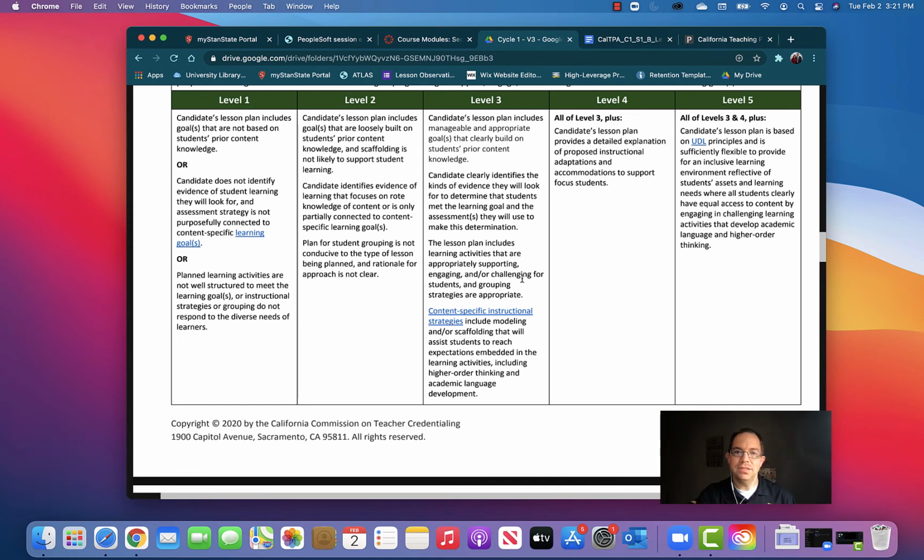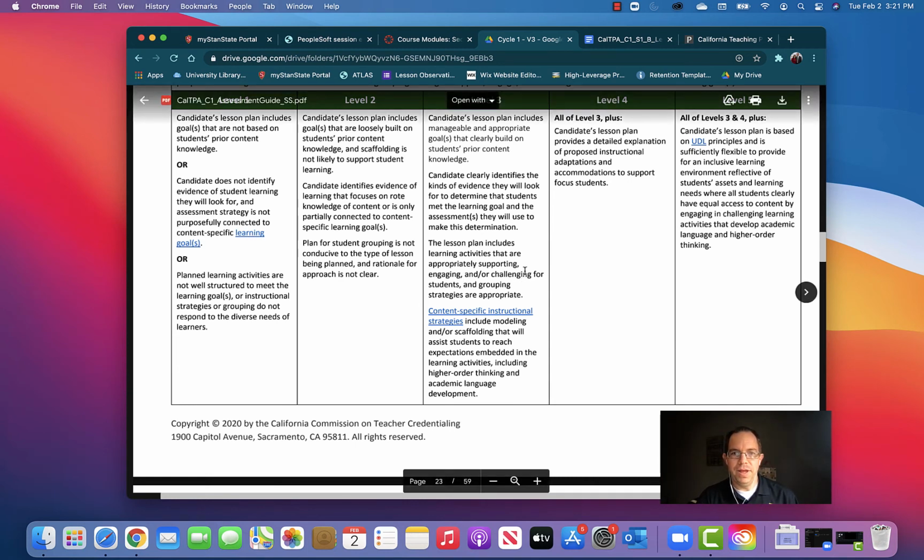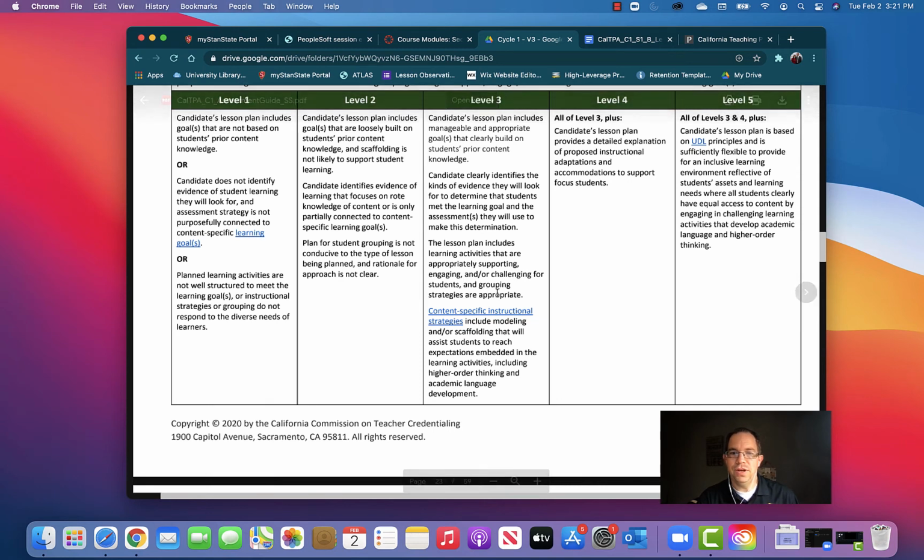In this particular lesson with the students that I'm teaching, do I need to support them more and where? Do I need to engage them more and where? And or do I need to challenge them more and where? And you have to determine that and make that rationale very clear. And then the last thing they're going to look for, right, is the grouping strategies. Are they appropriate? Do they work for this lesson? Is there a good rationale for why you're doing that?